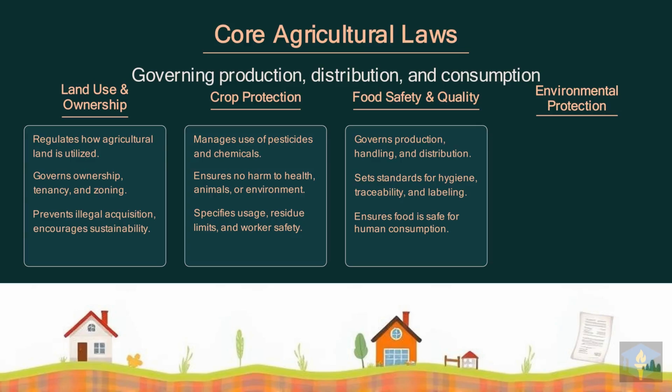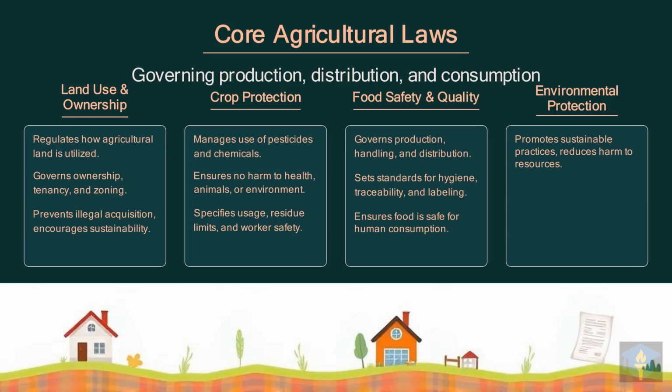Environmental protection laws promote sustainable agricultural practices. They encourage methods that reduce harm to natural resources and ecosystems. These cover pollution control, responsible water use, and proper waste management. They also work to conserve biodiversity within agricultural areas.